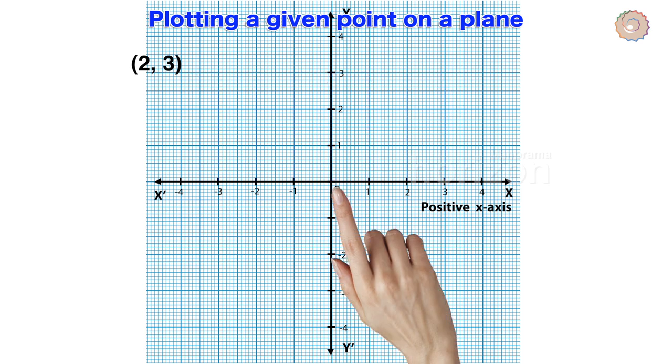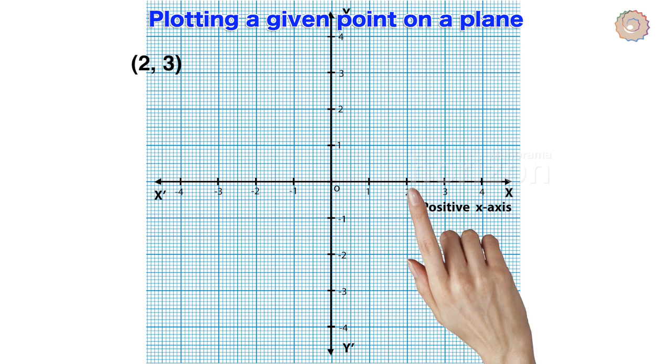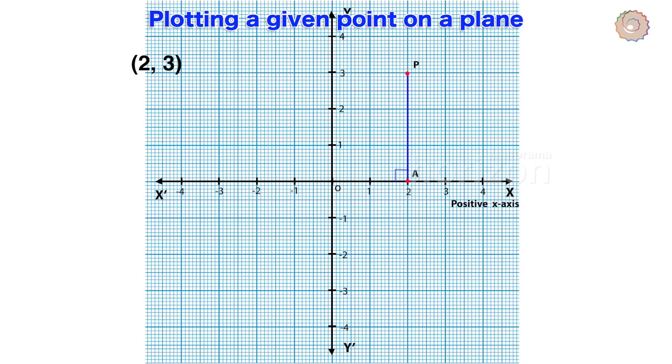Starting from the origin, we count 2 units on the positive x-axis and mark the corresponding point as A. Now, starting from A, we move in the positive direction of the y-axis and count 3 units and mark the corresponding point as P. You can see that the distance of P from the y-axis is 2 units and from the x-axis is 3 units. Hence, P is the position of the point (2, 3). Note that P lies in the first quadrant since both the coordinates of P are positive.